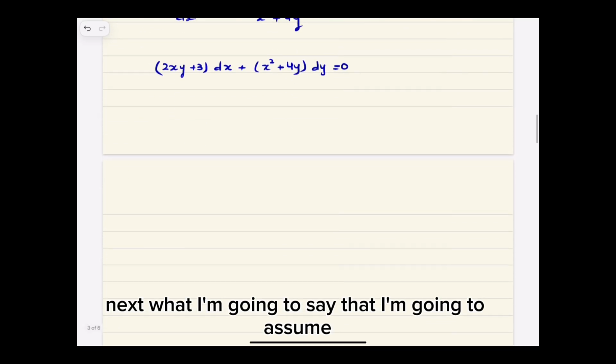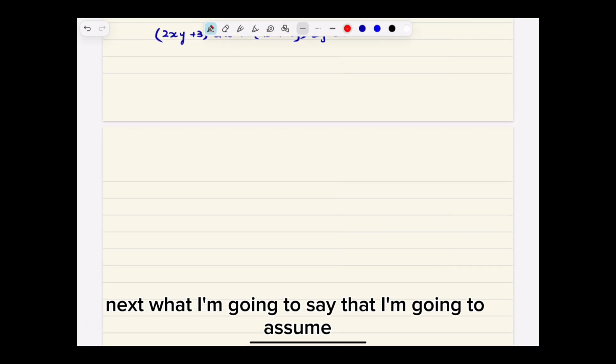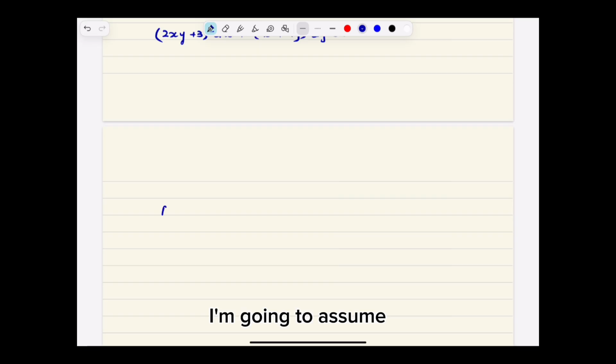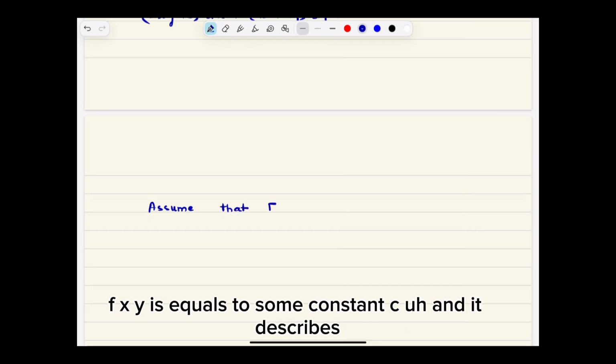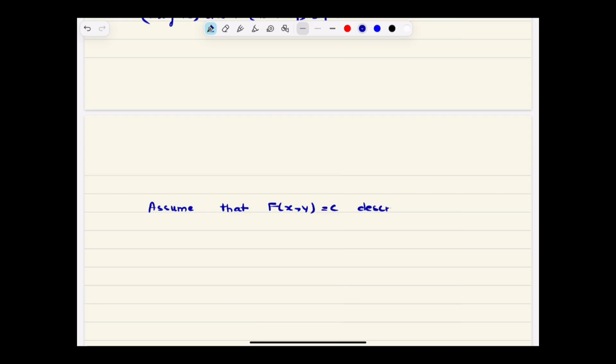Okay, next I'm going to assume, let me zoom in a little bit, that f(x,y) is equal to some constant c, and it describes the above.